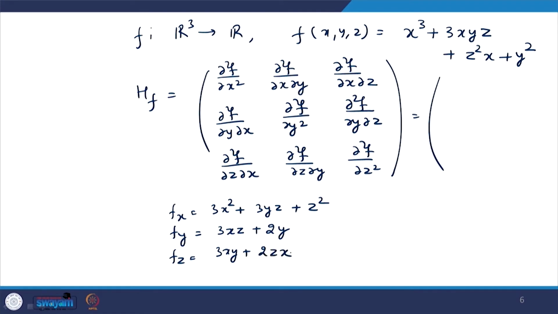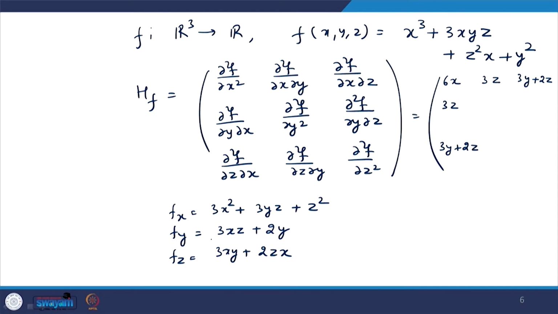So, what is the second order partial derivative with respect to x? It is 6 x. What is the derivative with respect to y, or with respect to x, sorry. So, it is 3 z. Then with respect to z, with respect to x of this, this is 3 y plus 2 z. Since it is symmetric, this will come here and this will come here.